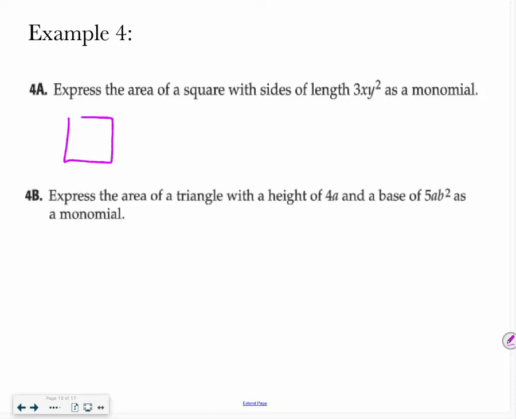So let's draw a square. And the area of a square is the side squared. And then, with a square, all of our sides are congruent. And the length of each side is 3xy squared. So if I want to find the area, instead of writing s for the side, I'm going to write 3xy squared. And I have to square that whole thing.